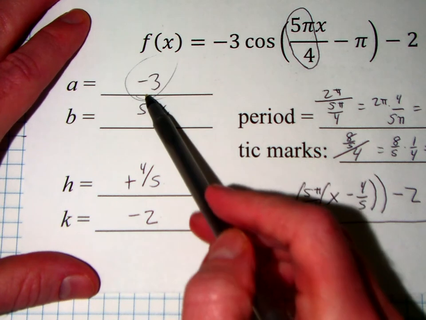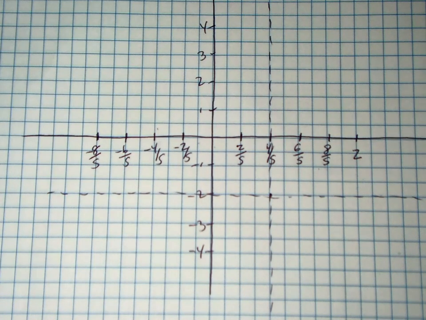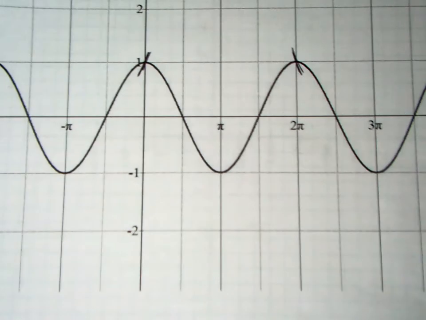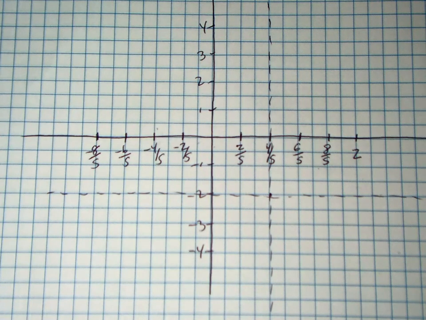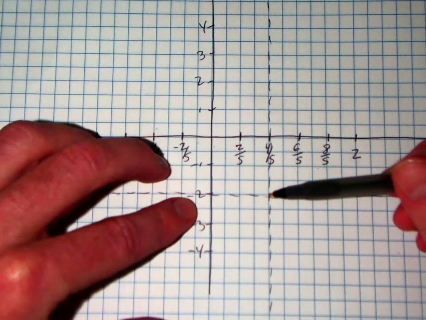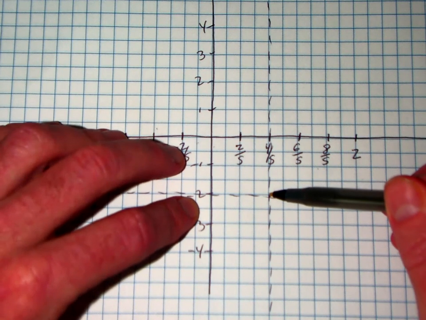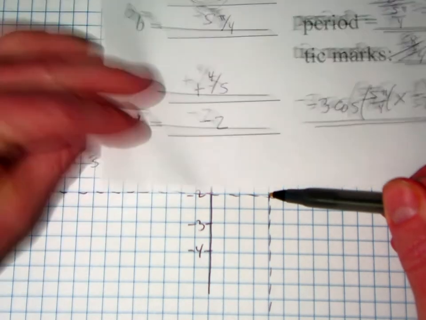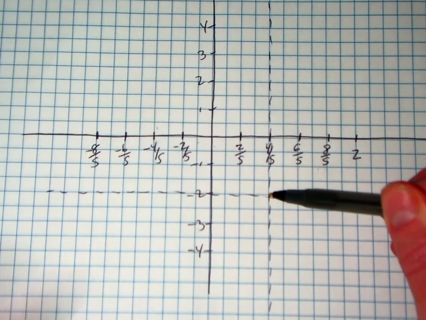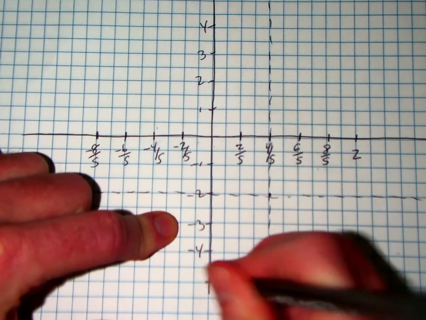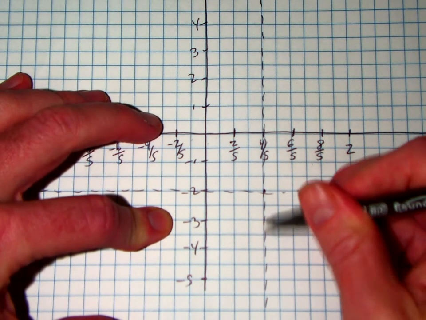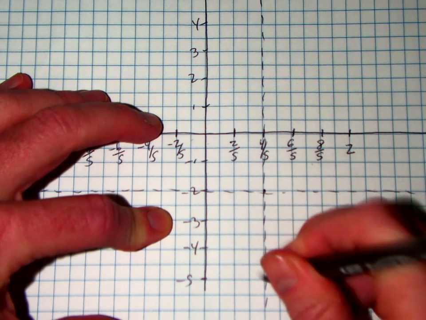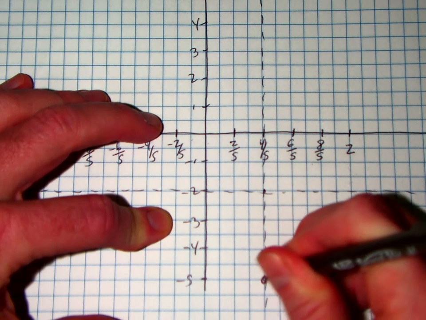So in this case, my a was negative, so instead of starting at a maximum, and remember, I'll bring my parent function up one more time, so instead of starting at a maximum, it's going to start at a minimum and be reflected, upside down. So I'm going to start here at my origin, and my a value was -3, so I'm going to go down 3. I need to get one more line down here. So I'm going to go 1, 2, 3. So my starting point's going to be way down here at -5.